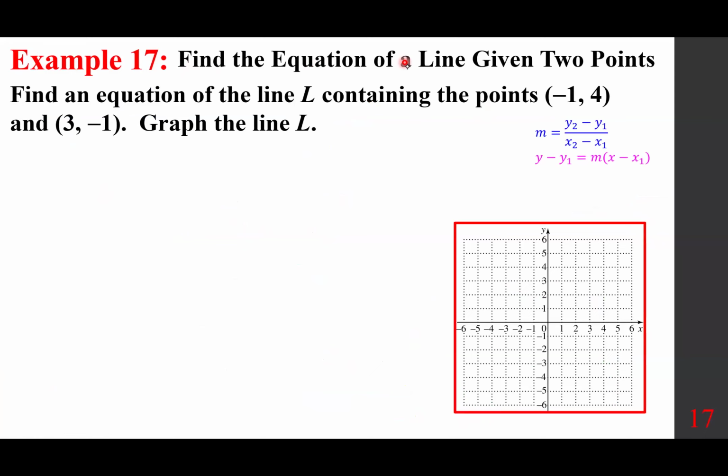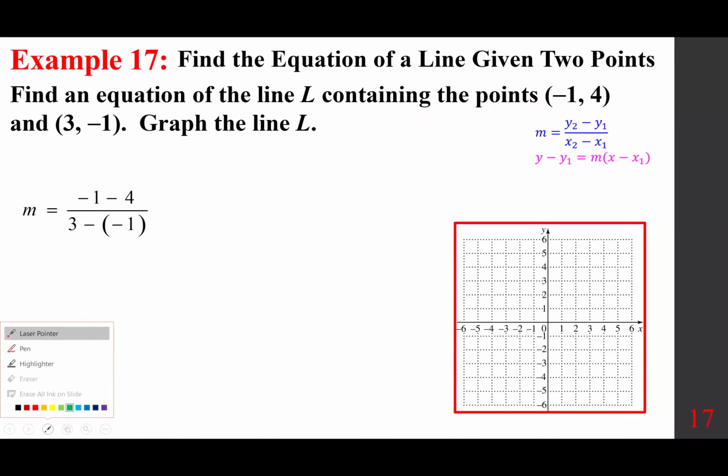Find the equation of a line given two points. Find an equation of a line L containing the point negative 1, comma 4 and 3, comma negative 1. Graph the line. Again, I'm giving you the formulas for the slope and the point-slope. So first and foremost, we're going to use this formula to find the slope. So y sub 2 minus y sub 1, negative 1 minus 4, over x sub 2 minus x sub 1. Okay. So 3 minus negative 1, this makes it plus 1. So the numerator is negative 5. So negative 5 over 4.